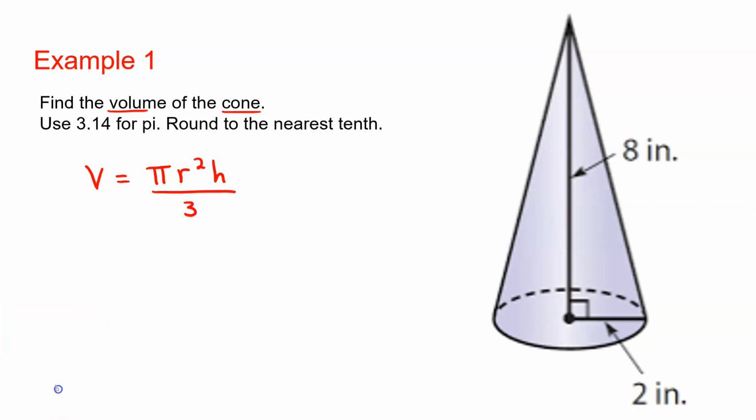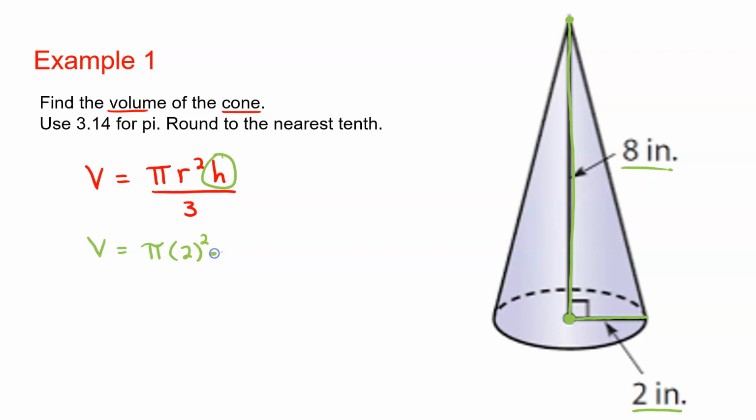Let's fill in everything that we know. Volume is equal to pi. I'm going to leave pi just the way it is for now. What is my r? Remember, r represents your radius, which is from the center of that circular base to the outside. They actually give it to us here. It's 2 inches. Be careful, sometimes they'll give you the diameter. In this case, r is going to be 2, and it's to the second power. Now, what is my height? The height of the cone, from the very tippy top straight down to its base, measures 8 units.